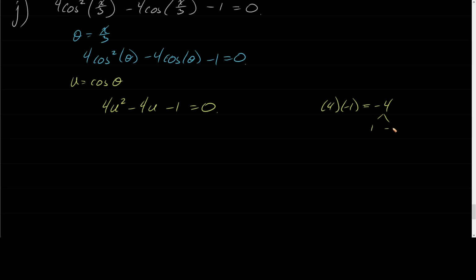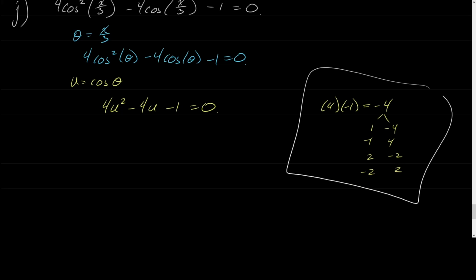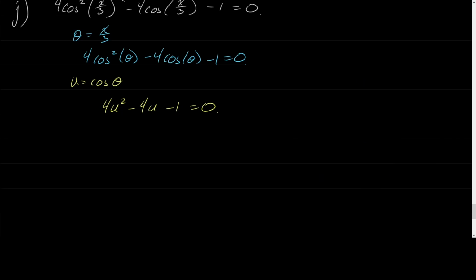We have +1 with -4. That doesn't add up to -4. -1 with +4. That doesn't add up to -4. 2 with -2. That adds up to 0. And -2 with 2 also adds up to 0. So this is not factorable. It's not factorable. However, we know a way around these kinds of things, and it's called the quadratic equation.